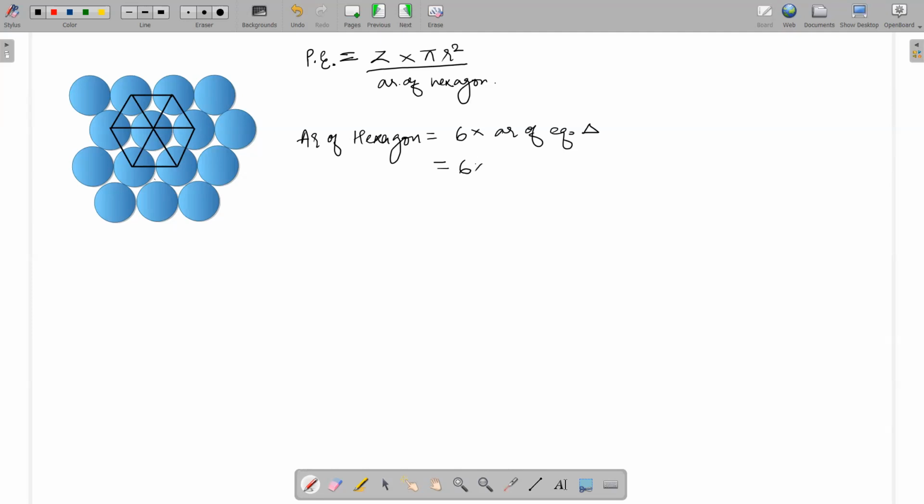So I will write 6 into, what is the area of equilateral triangle? Root 3 by 4 a square. Yeah, root 3 by 4 a square. So this will be equal to what? That will be 3 root 3 by 2 a square. Okay, now after that we have to find what? Z.